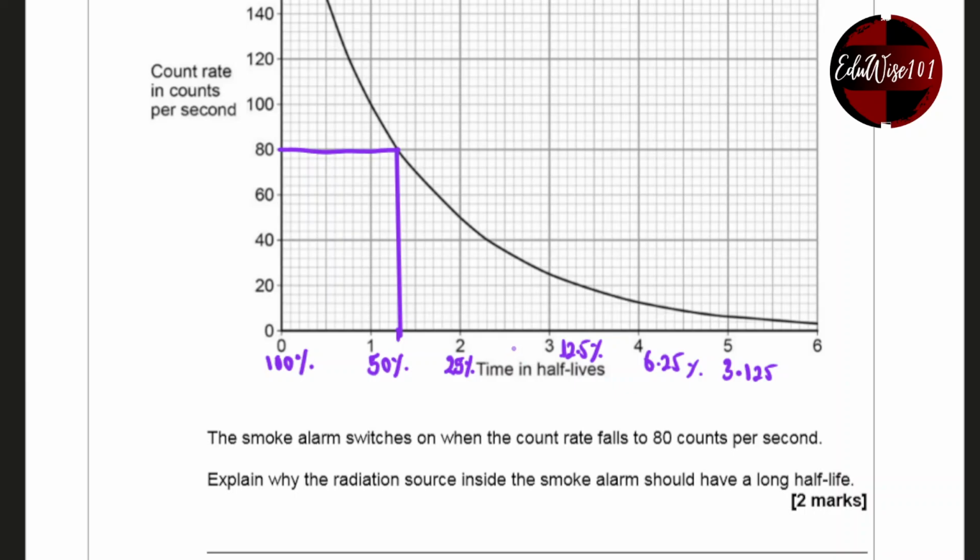Explain why the radiation source inside the smoke alarm should have a long half-life. The reason it should have a long half-life is even if it goes past about 1.3 half-lives, then the radiation level is going to go past 80 counts per second, which means the alarm will be triggered all the time. There isn't enough radiation going into the detector. For that reason, it should have a long half-life.